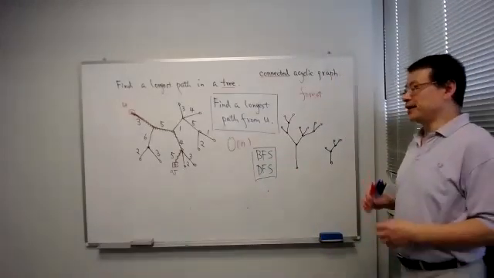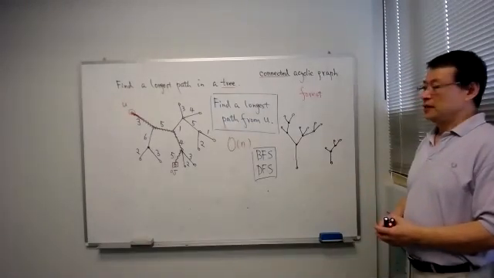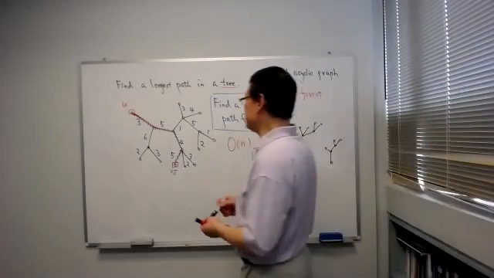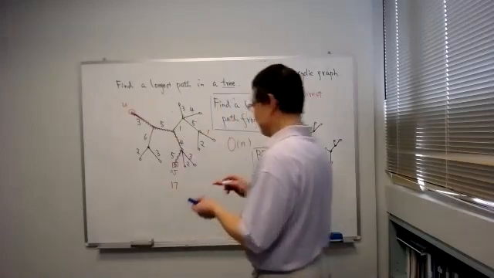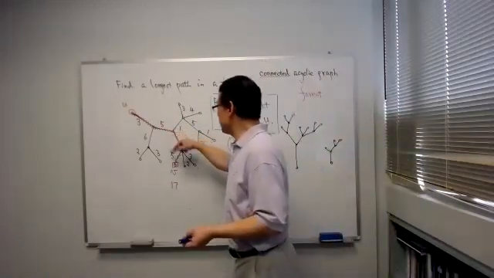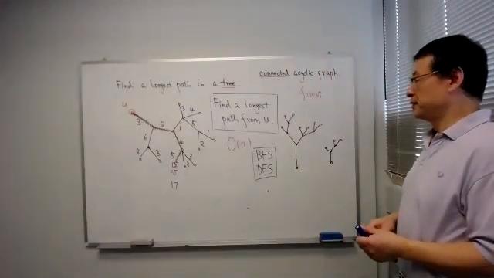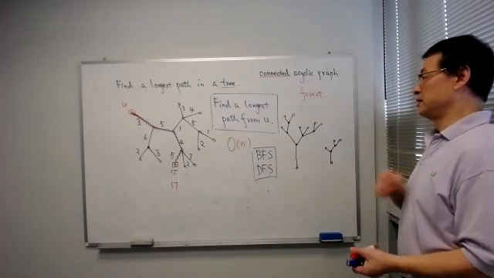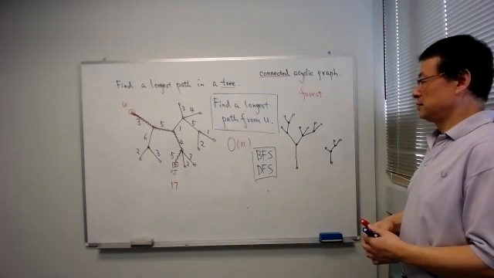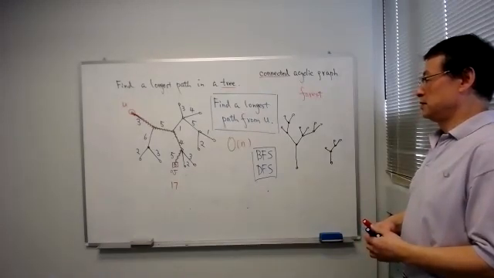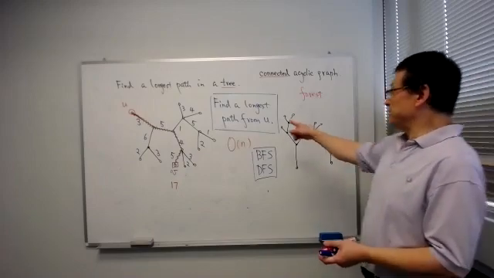However, this path may not be the longest path in the tree. In this case, let's see, the length is 17. It is not the longest path. So this is not the longest path.